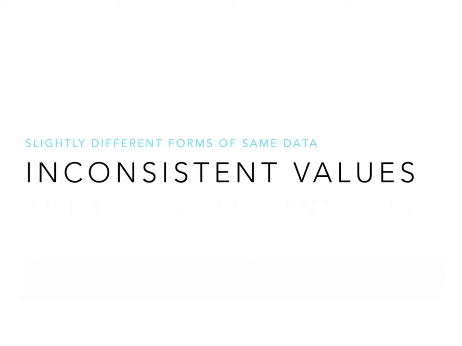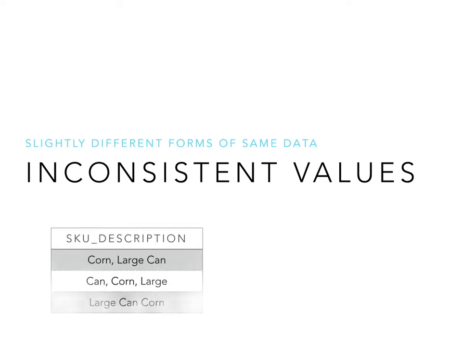Next problem is, well, what do we do with inconsistent values? That just means we have slightly different forms of the same data. And the book has 2 good examples of this. Imagine we've got this description of the items: corn, comma, large can; corn, comma, large; and large can, corn. You see, those are clearly like 3 ways of saying the exact same thing, and we probably don't want all 3 in our database. So this is just different ways of coding the same information.